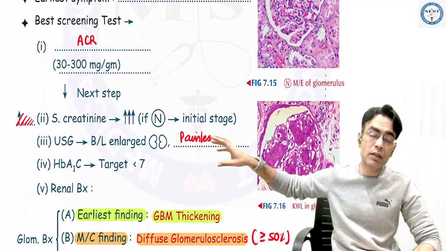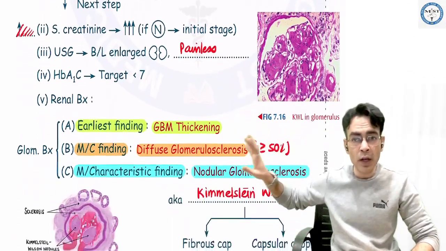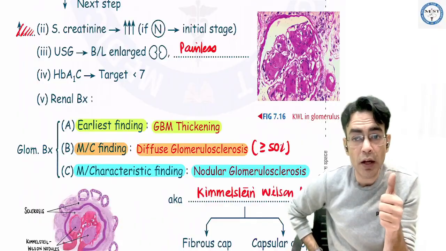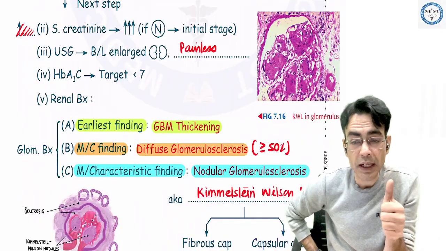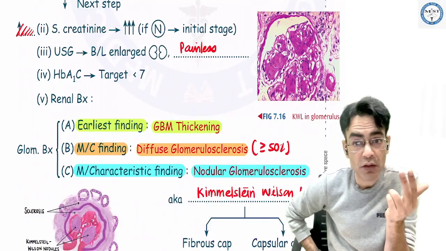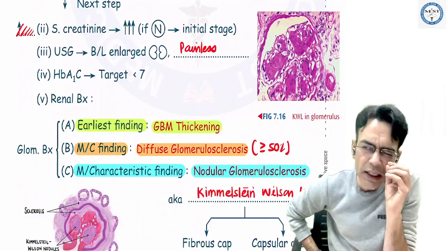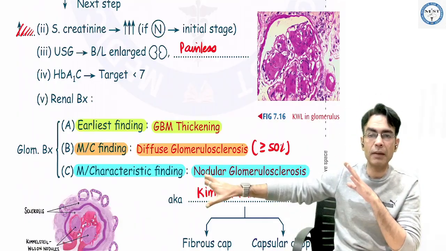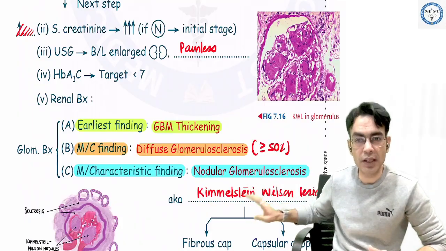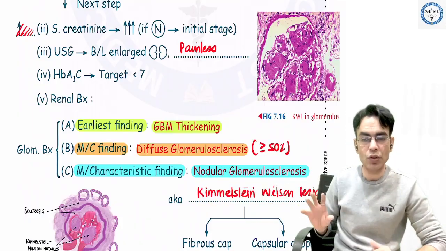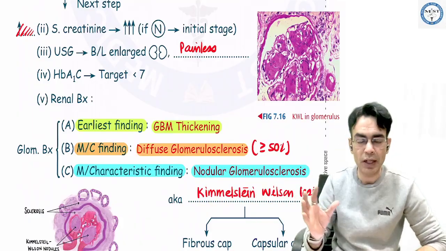Bilaterally, a large kidney on the USG you will find. If you do a renal biopsy, the earliest finding will be glomerular basement membrane thickening. The most common finding will be diffuse glomerulosclerosis, with more than 50% of glomeruli involved. But the most characteristic finding is the Kimmelstiel-Wilson lesion, nodular glomerulosclerosis. I have said this many times.